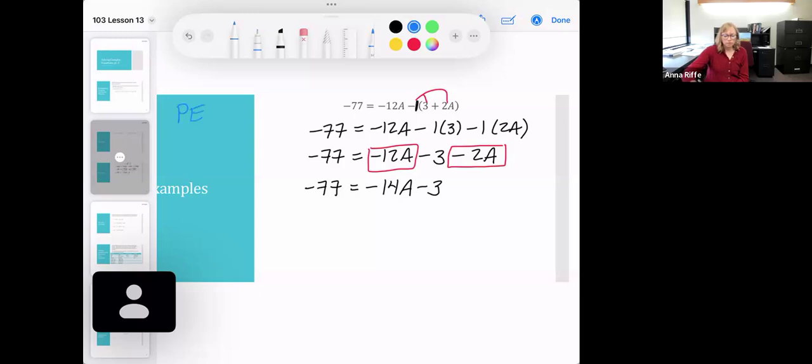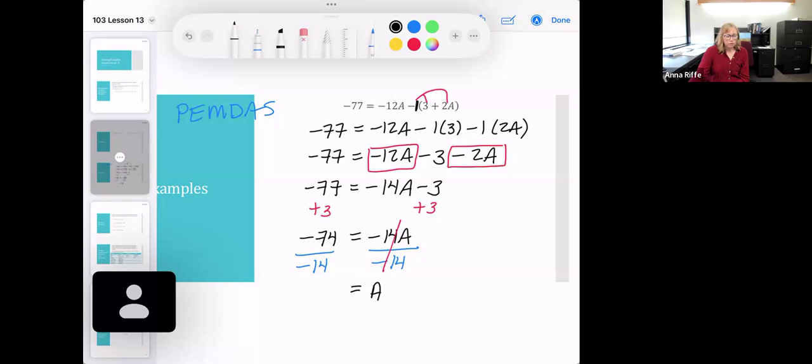I can now do that reverse PEMDAS, or PEMDAS. And I can do the opposite of subtracting 3 by adding 3. So it gives us negative 74 is equal to negative 14a. There we go. And then as a last step, I can focus on that multiplication. And I do want to divide by a negative 14, not a positive, because I want what remains on the right to be 1a or just a rather than negative 1a.